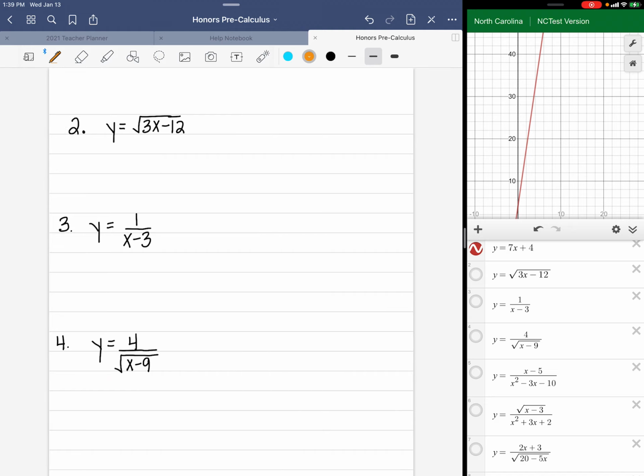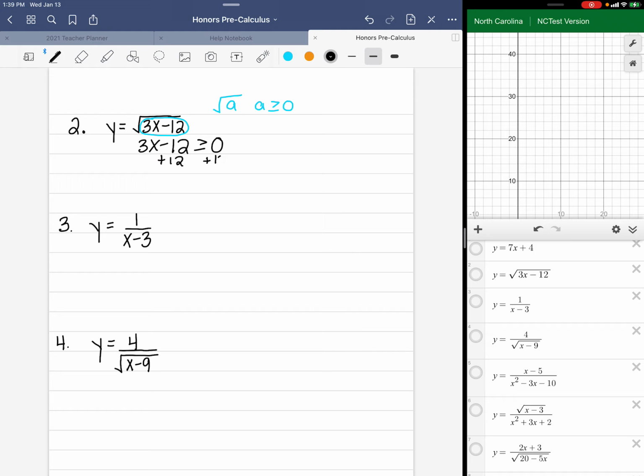Number 2, I have a square root. So remember, if you have a square root, whatever is in the square root cannot be negative. So my inside is 3x minus 12. So 3x minus 12 has to be greater than or equal to 0. So I'm going to solve this inequality. This inequality is going to tell me how my domain is going to look.